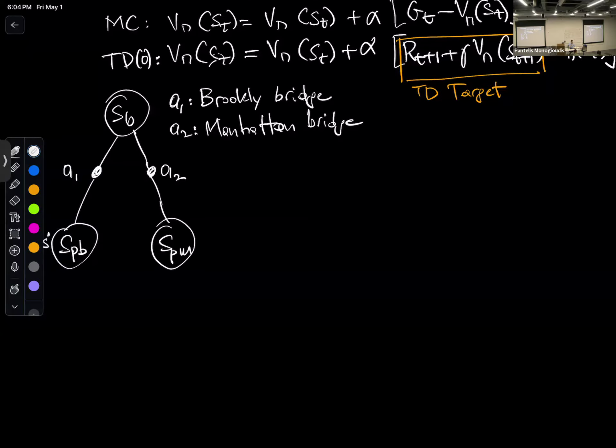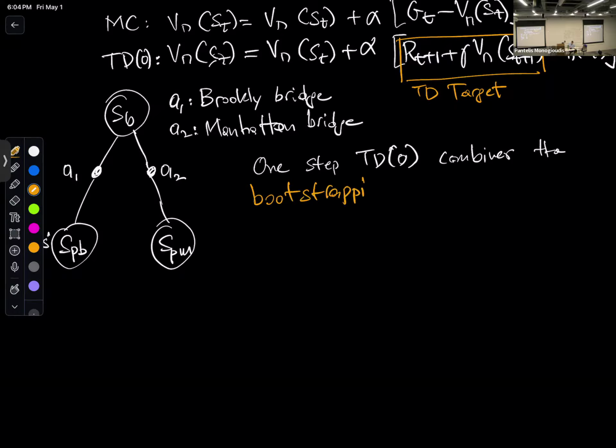So the so-called one-step TD of 0 combines the bootstrapping of dynamic programming, DP, and the sampling of Monte Carlo. The color is not accidental.